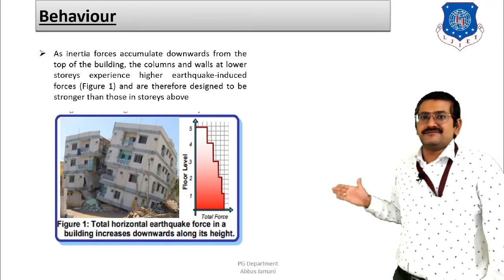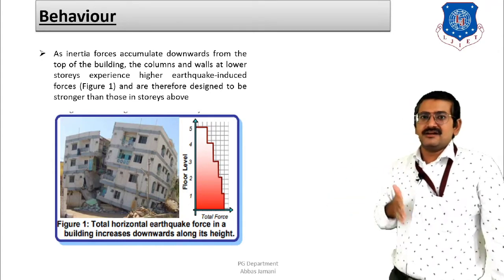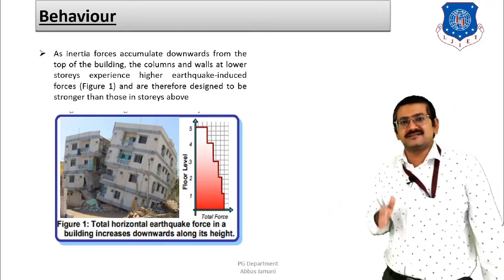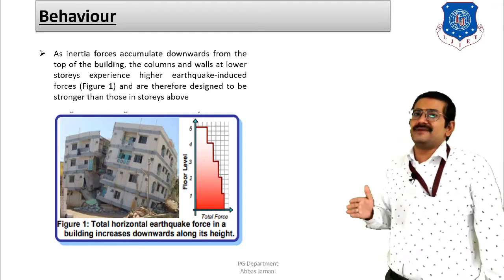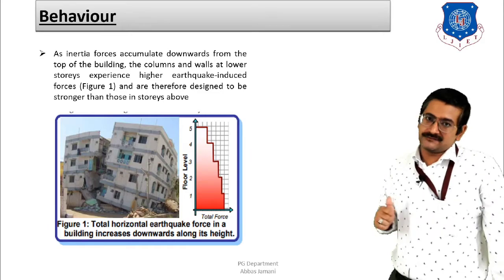And as a result of this, the columns or the shear walls that are going to be designed at the base level, that is near to the ground or the plinth, are going to have a larger cross section or larger value of reinforcement as compared to the cross sections along the height of the building.